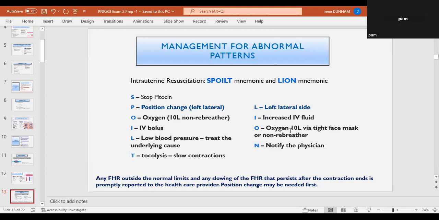Okay, something else is going on, and I want the physician there. All right, in case we need to do what? A C-section.